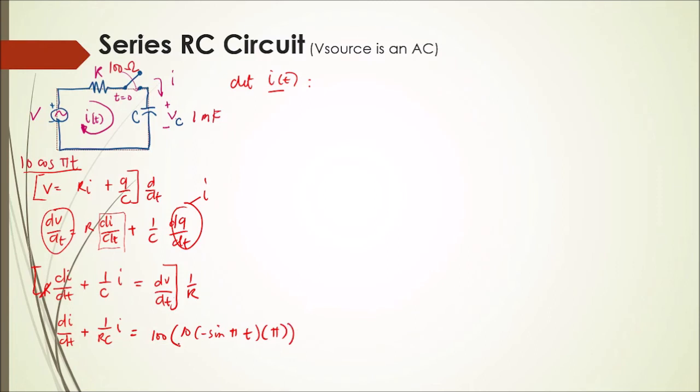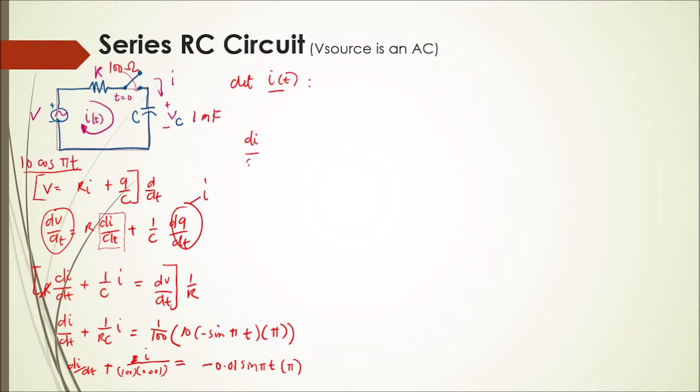Okay, so this is 1 over, and so di over dt plus 1 over 100 times 1 millifarad, 100 times 0.001, I. Let's just move this as I, equal to negative 0.01 sine pi t times pi. Okay, and then simplify pa na ni.